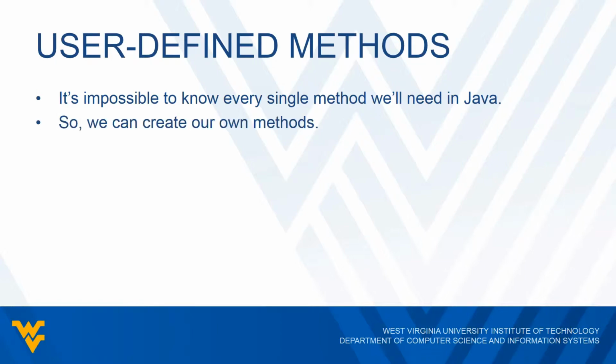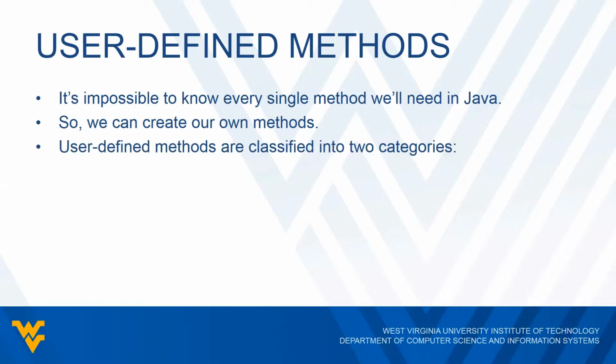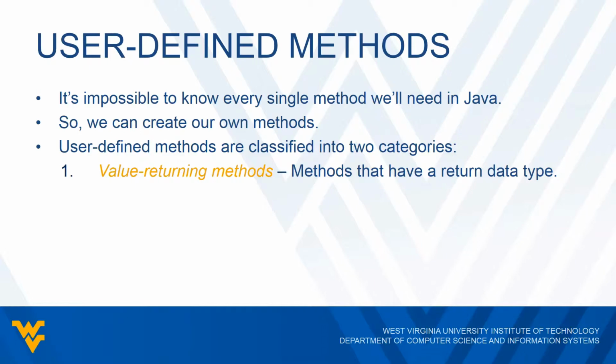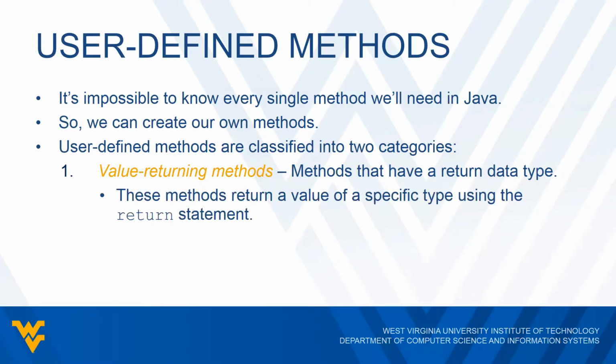But like most programming languages, in Java, we are allowed to create our own methods. And these methods are called user-defined methods. We can classify user-defined methods into one of two categories. We have value returning methods, and these are methods that have a return data type. So what do we mean by that? Well, these methods will return a value of some specific type using the return statement. This is a special statement used in our methods that says we're going to run this method but send something back to whatever method called that method.